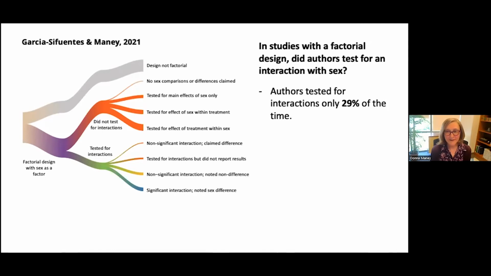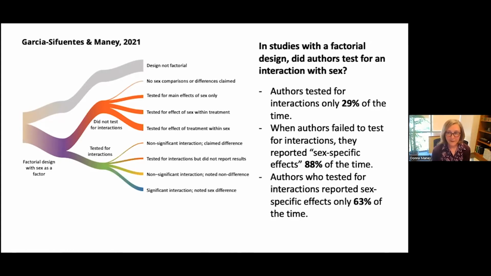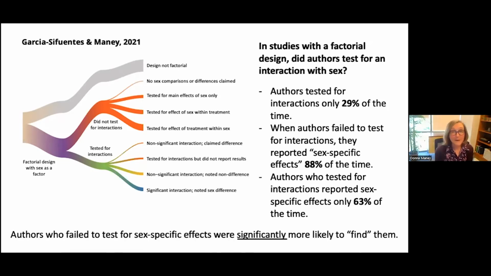But the scariest thing to me with this study was that when the authors failed to test for a sex-specific effect, they reported one 88% of the time, compared with when authors actually tested for a sex-specific effect, they reported one only 63% of the time. And this was actually a statistically significant difference. So authors who failed to test for sex-specific effects were significantly more likely to find them. And to me, this shows that we might be biased toward finding sex differences.